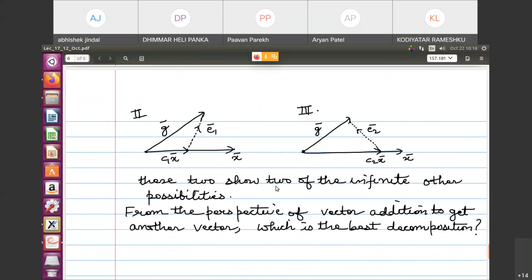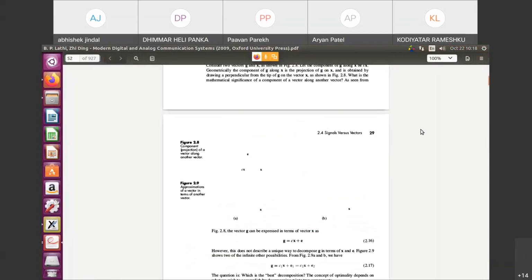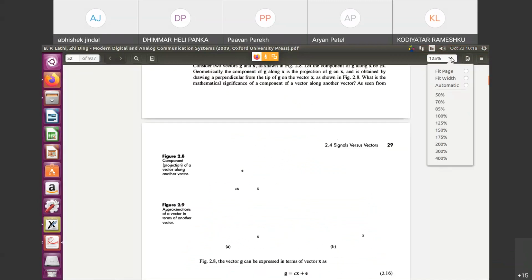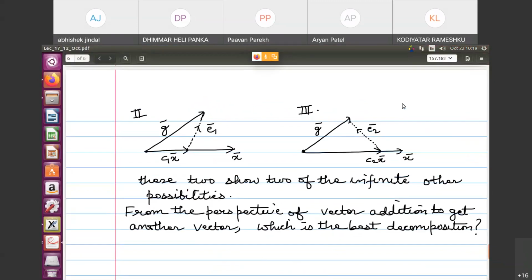I wanted to show you this figure from the textbook, B.P. Lathi's book, but somehow it was missing. This figure is not there in the e-copy which we have, but in the hard copy these figures are there. So for the sake of completion, I have drawn these. B.P. Lathi has shown several of these possibilities in which you can have some e vector which starts from some arbitrary point on x and goes to g. So it means that g can be written as c1 x bar plus e1 bar.